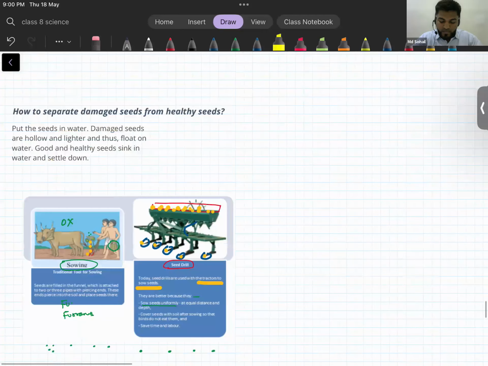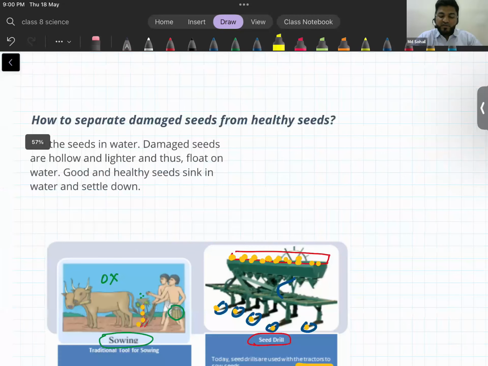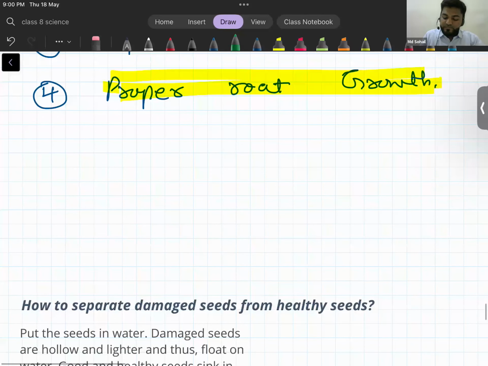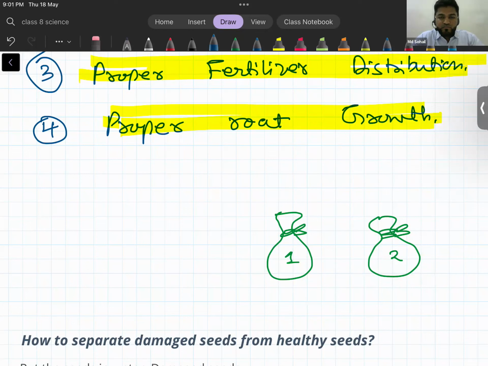Now one more thing is, let's say I give you two pouches of seeds. This is your pouch number 1 and this is your pouch number 2. In one of the pouches there are healthy seeds, in one of them there are unhealthy seeds. How will you physically check and tell me which one is healthy and which one is not healthy?